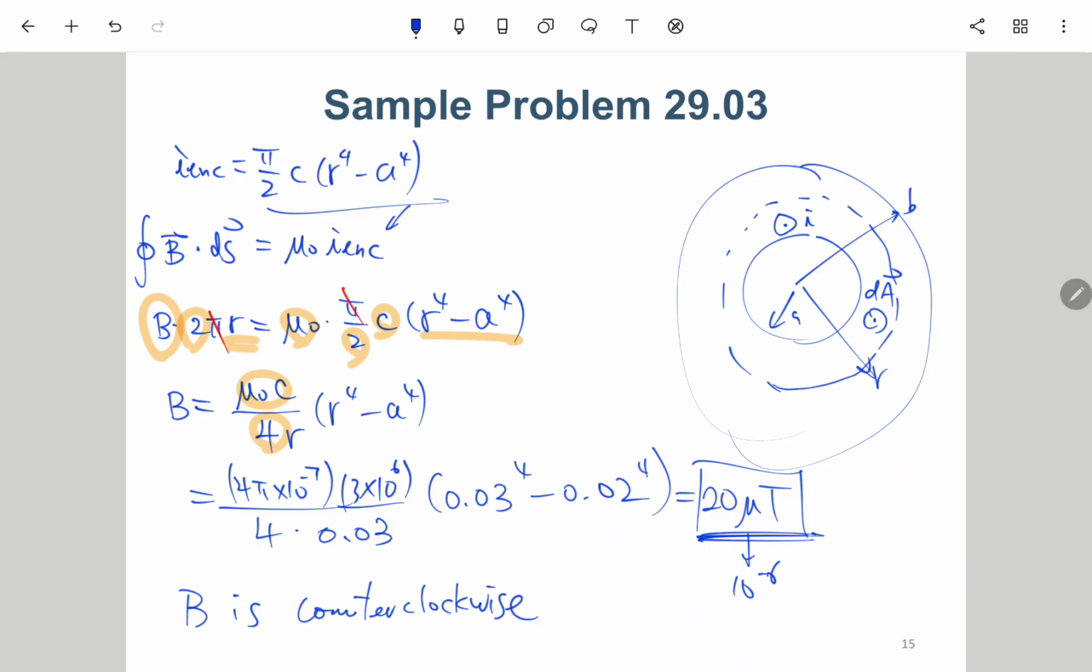Also, dA is pointing upward, so dA will be the positive side. Finally we also come up with a positive B, which means that it follows the positive direction according to the direction of the area vector. Which means that your thumb points out of the page, and your forefinger is counterclockwise.